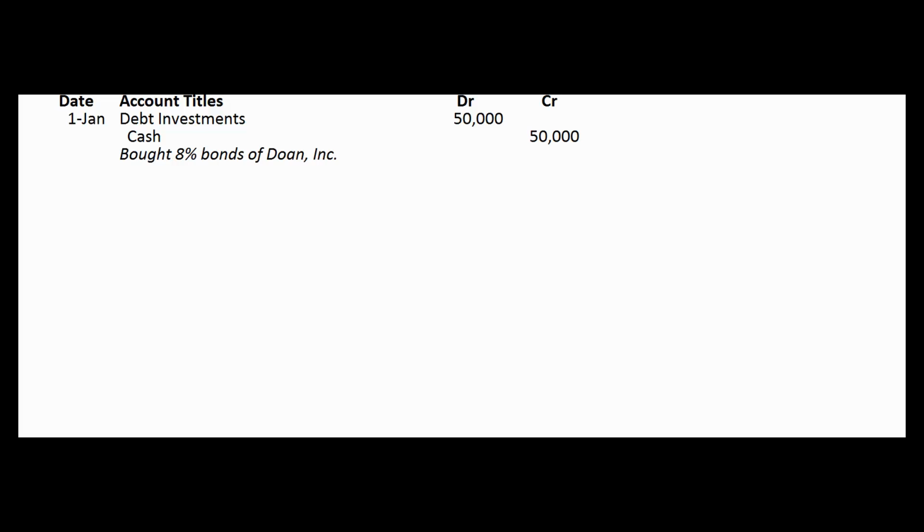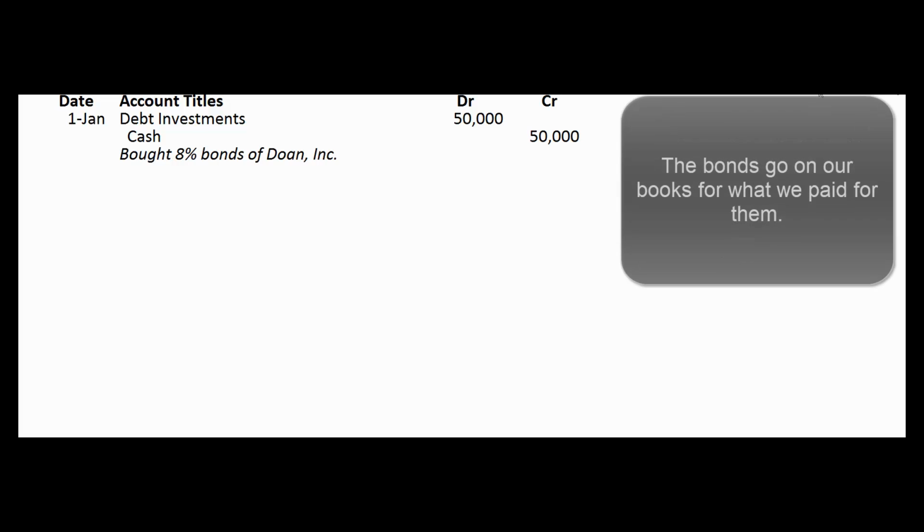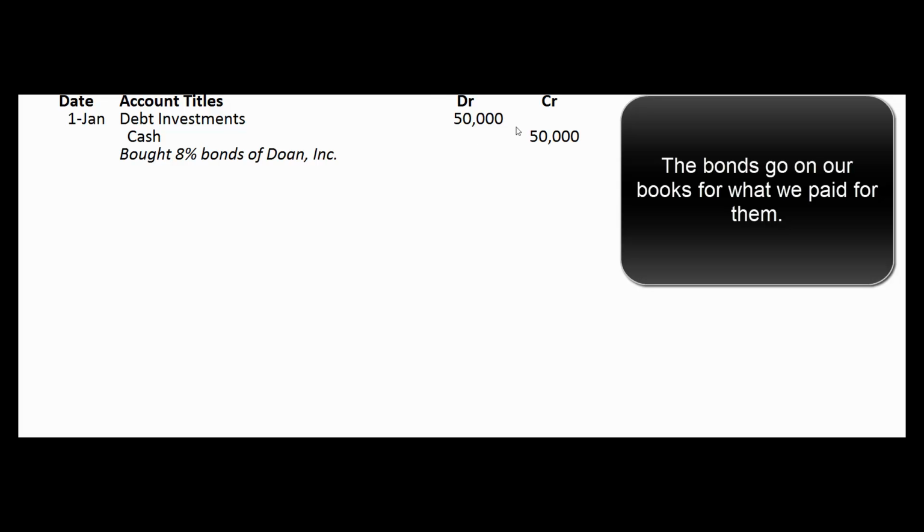All right, let's walk through an example. We buy $50,000 worth of Doane Inc.'s 8% bonds. We pay par value for them, and there's no brokerage fee. So we debit an account called debt investments for $50,000 and credit cash for $50,000.